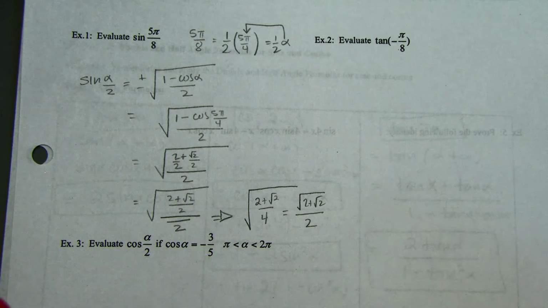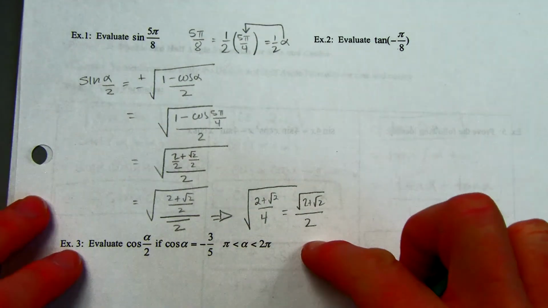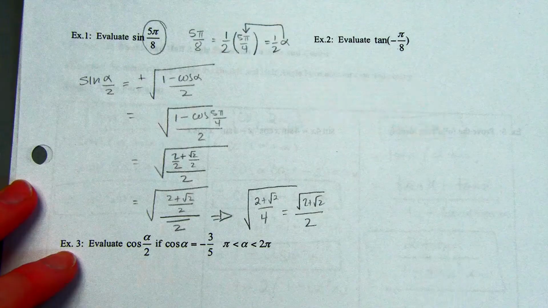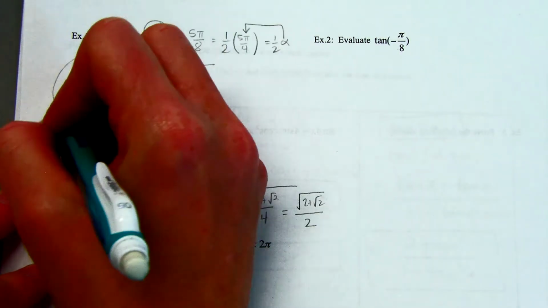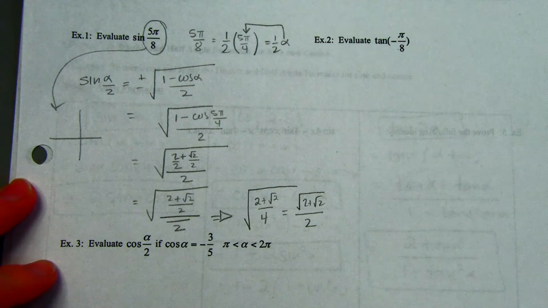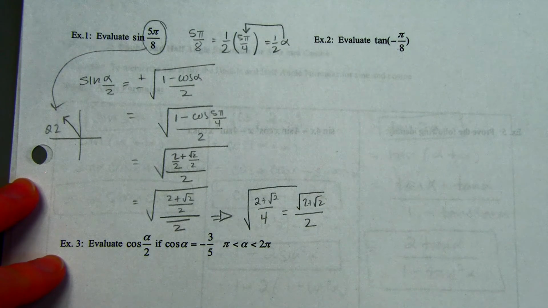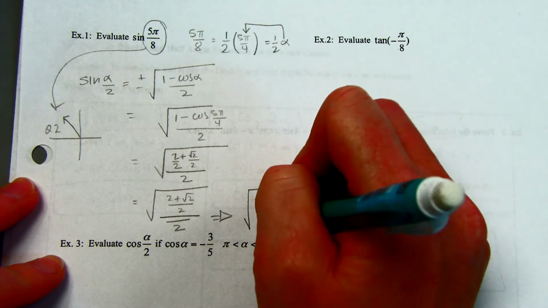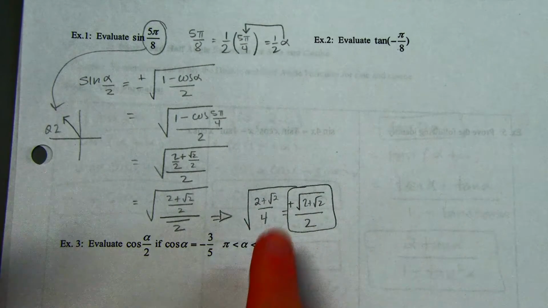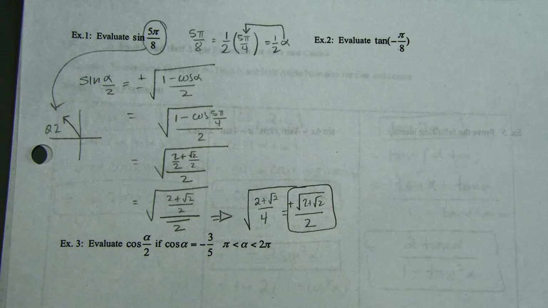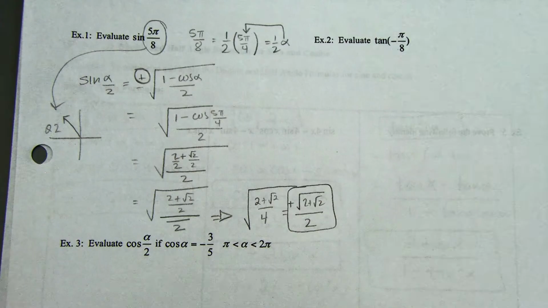Now we have to decide if it's a plus or a minus. To determine if I have a plus or minus here, I have to look at the original angle, 5 pi over 8. Where's 5 pi over 8? Second quadrant. So we're in quadrant 2. Is sine positive or negative in quadrant 2? Positive. So here's your answer. You don't have to put the plus there, but it is positive in quadrant 2.